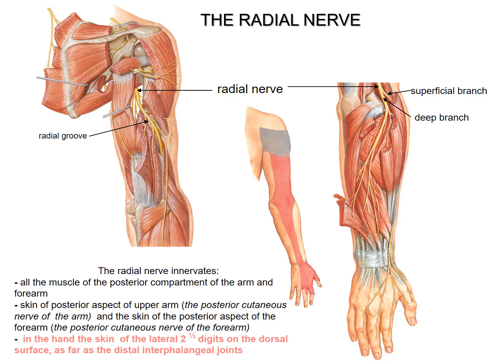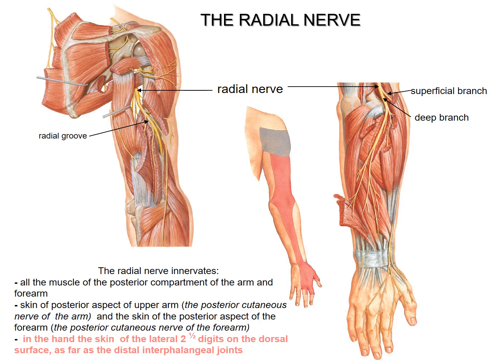Deep branch or motor branch innervates all the muscles of the posterior compartment of the arm and forearm. Superficial branch or sensory branch contributes to the cutaneous innervation of the hand and fingers.